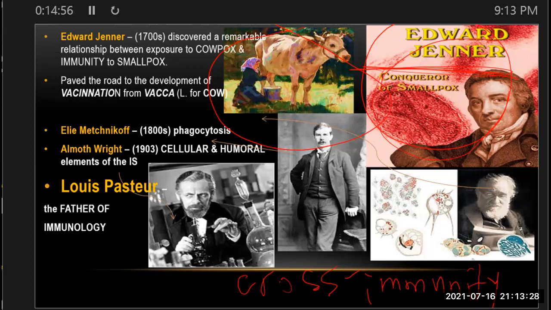His scientific proof relied on the deliberate or intentional exposure of the inoculated individual to infectious smallpox material 2 months after inoculation. This scientific test was his original contribution to science. Jenner called the procedure vaccination, from the Latin word vacca, meaning cow. Vacca, cow, okay? This term is still used to describe the inoculation of healthy individuals with weakened or attenuated strains of disease-causing agents in order to provide protection from disease.